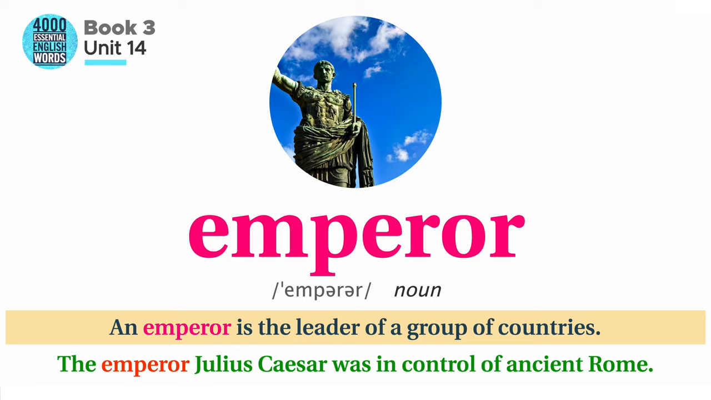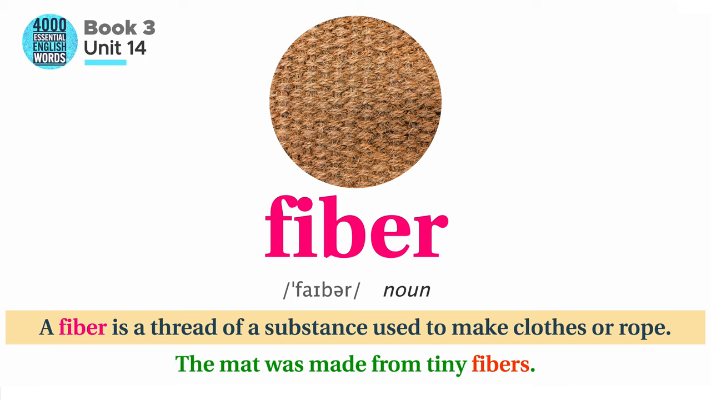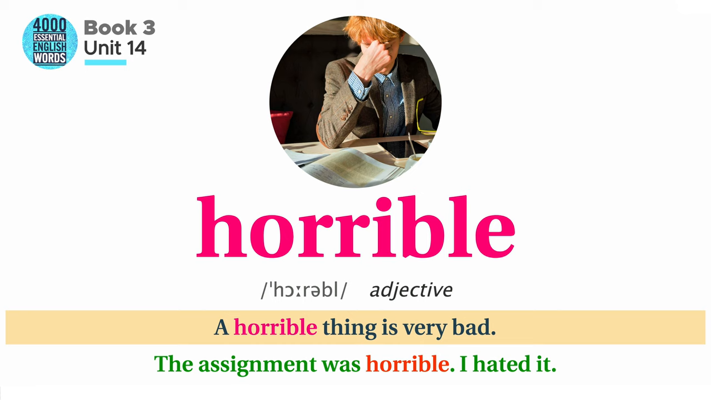Fiber. A fiber is a thread of a substance used to make clothes or rope. The mat was made from tiny fibers. Horrible. A horrible thing is very bad. The assignment was horrible. I hated it.